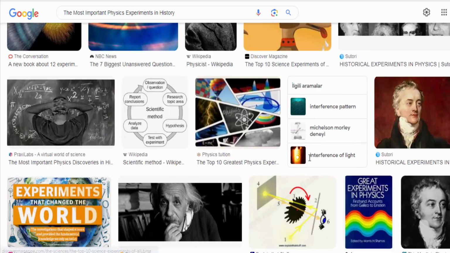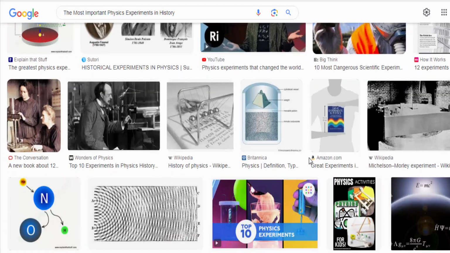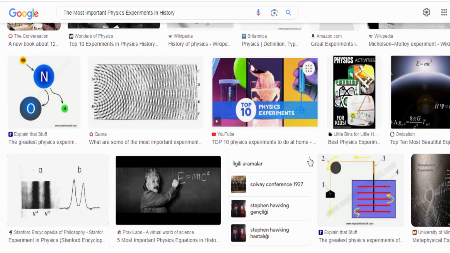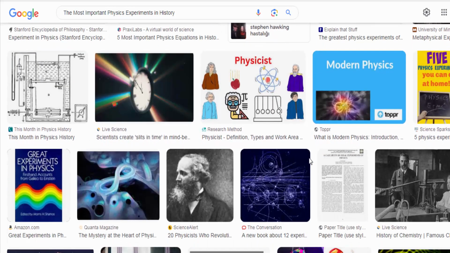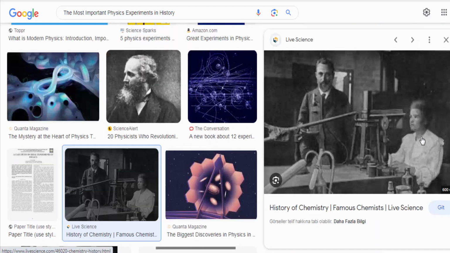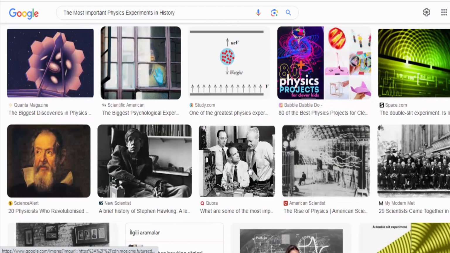Michelson-Morley Experiment, 1887. Albert A. Michelson and Edward W. Morley conducted this experiment to detect the existence of the luminiferous ether, which was believed to be the medium through which light waves propagated. The experiment, which used an interferometer, failed to detect the expected ether drift and paved the way for Albert Einstein's theory of special relativity.